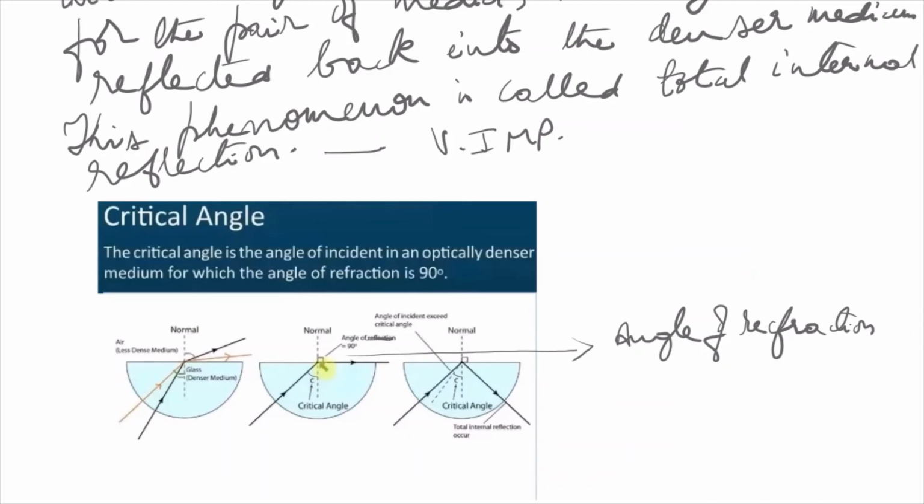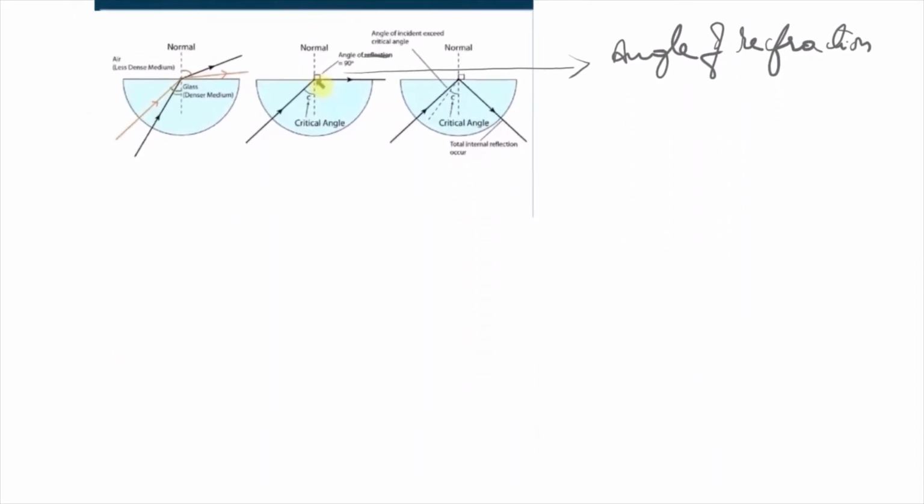So what is it? The angle of incidence is going on increasing. At a particular value of angle of incidence, the angle of refraction becomes 90 degree. So that angle of incidence for which the angle of refraction is 90 degree is called the critical angle. Okay, so critical angle is the angle of incidence in the optically denser medium, for which the angle of refraction is 90 degree in the rarer medium. Okay, is it clear? Now, another diagram I will show you for total internal reflection.